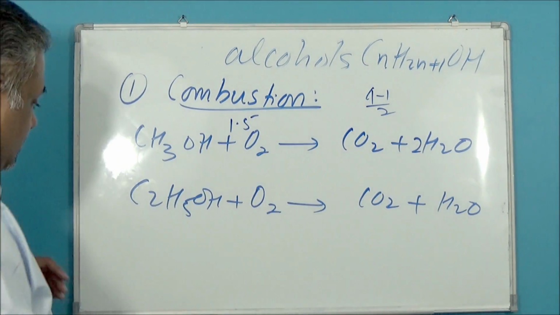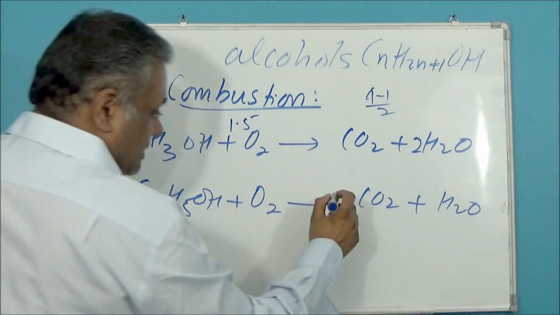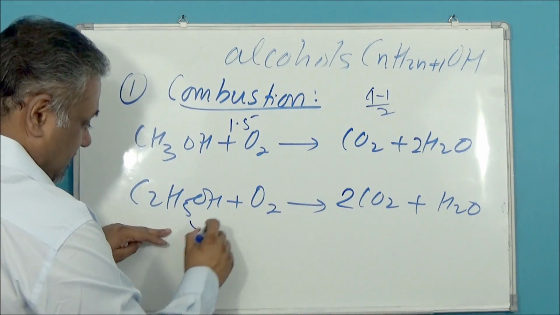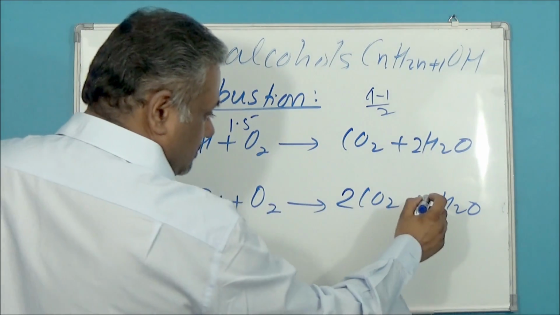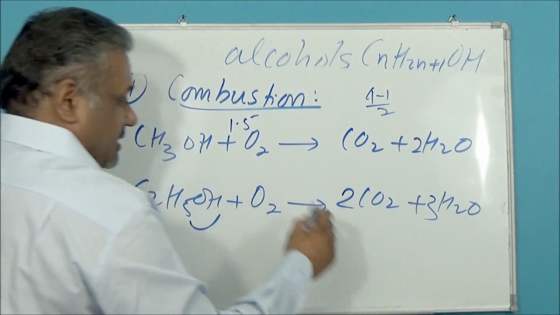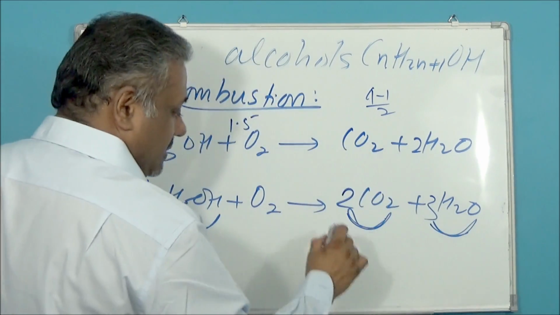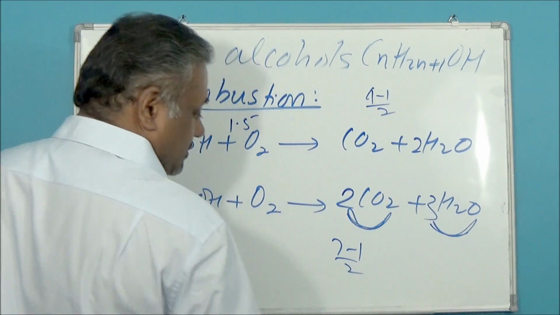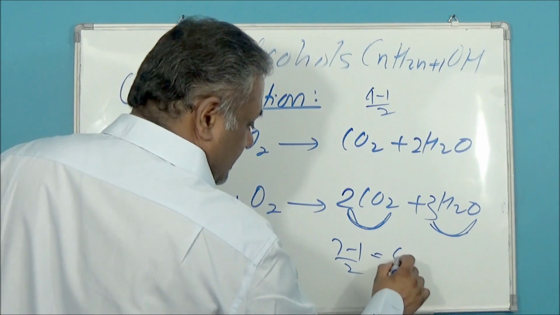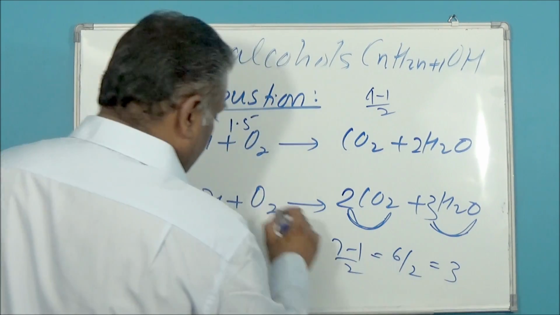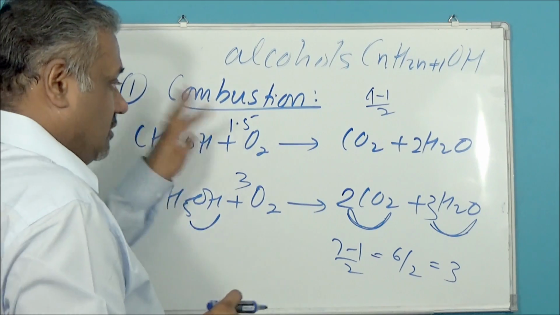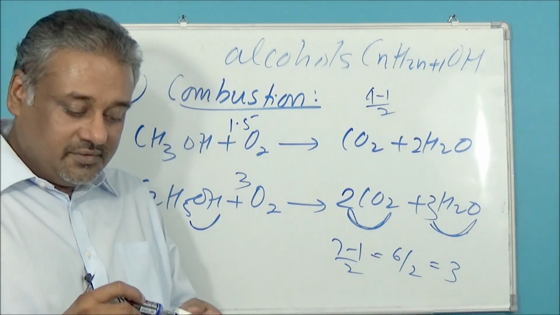If you had tried, this is your answer. You see there are 2 carbons here, you put here 2. You see there are 6 hydrogens there. So just divide by 2, and that's 3. Check the oxygen, that's 4, and that's 3, 7. 7 minus 1 divided by 2. That's basically 6 divided by 2, which is 3. So that's how you put here 3. So that's how you do the alcohol combustion equations.